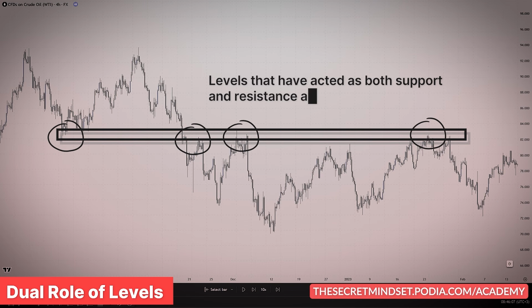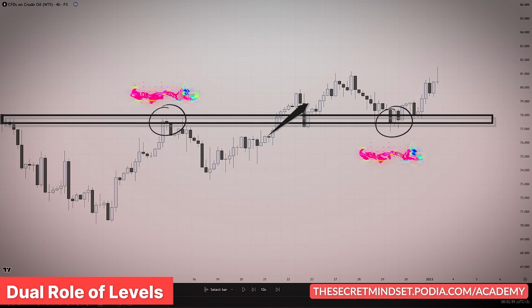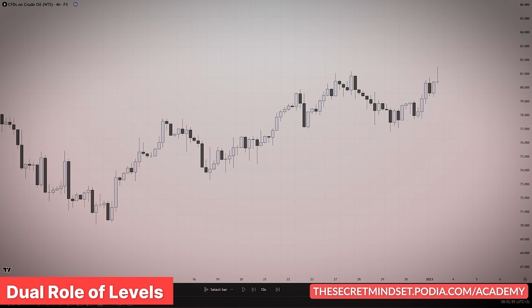If a level has been respected from both above and below, that's a sign of a very significant price area. For instance, if price bounces off a level, breaks above it, and then comes back to test it from above, and bounces again, that shows the level is important to market participants.